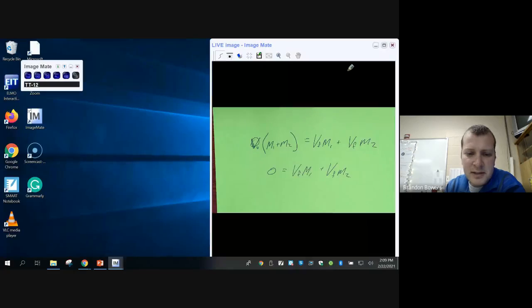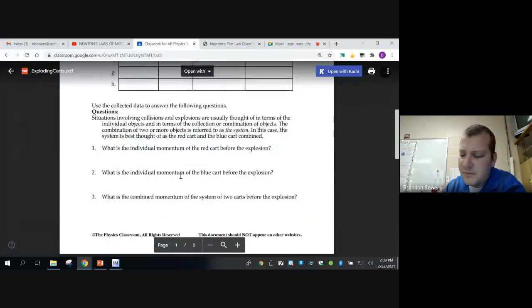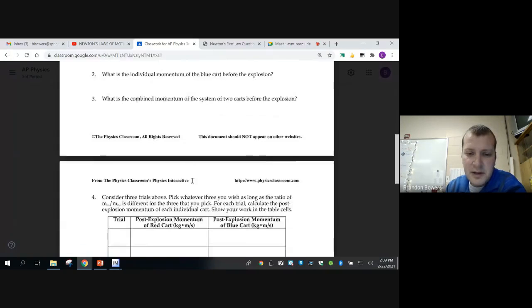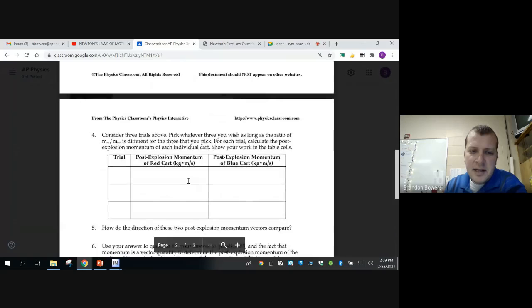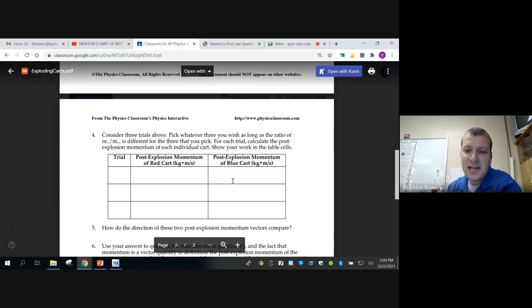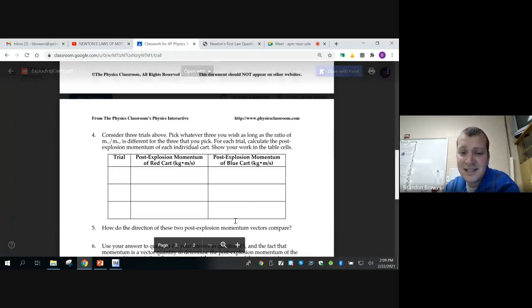Okay, so referring back to the assignment, what is the initial momentum before the explosion? 0. Before, for the blue cart, 0. Okay. Now, considering doing your calculation, kilograms times meters per second. Okay, so hopefully what you see is the post-explosion of the red cart is always going to be the same as the blue cart. They're always the exact same.